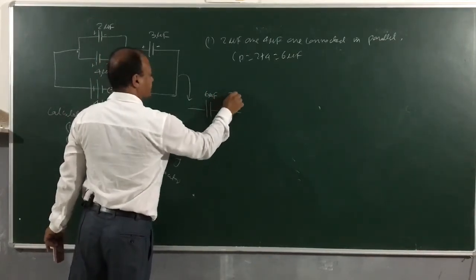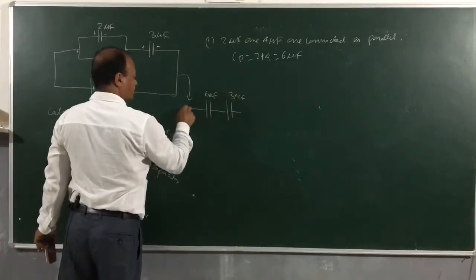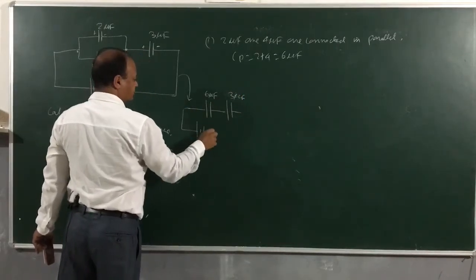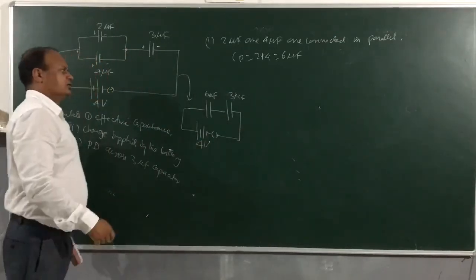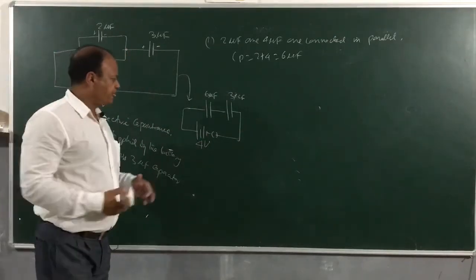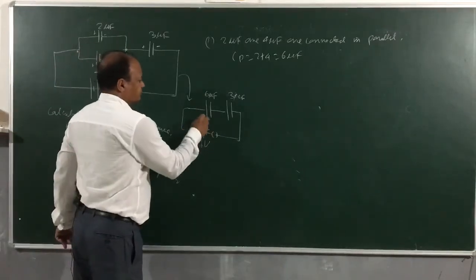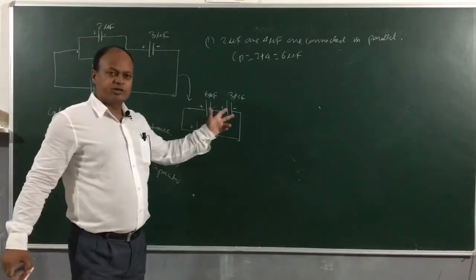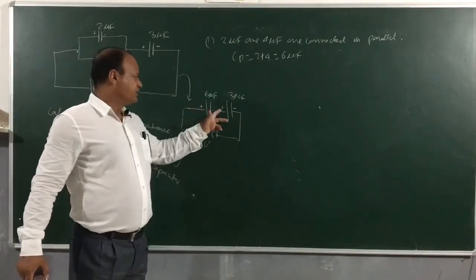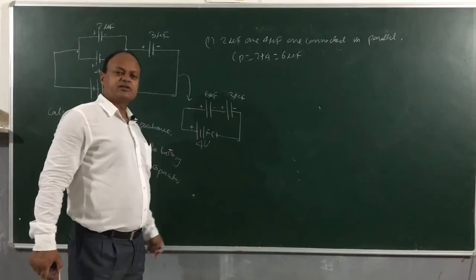and then I can join here 3 microfarad, and here I can connect the battery and then close the key. This is 4 volts. So you can see now very clearly positive, negative. This becomes an end to end combination. Oppositely charged plates are connected, so obviously it's a case of series combination.